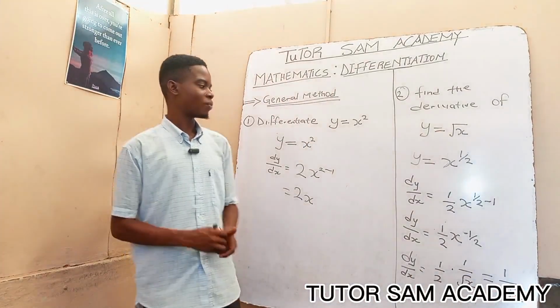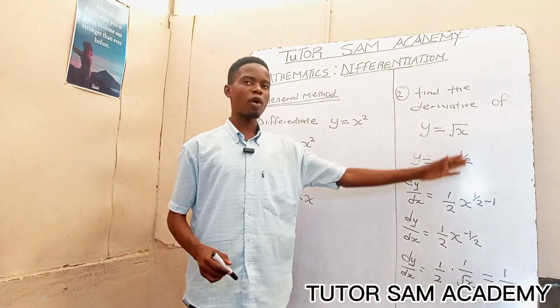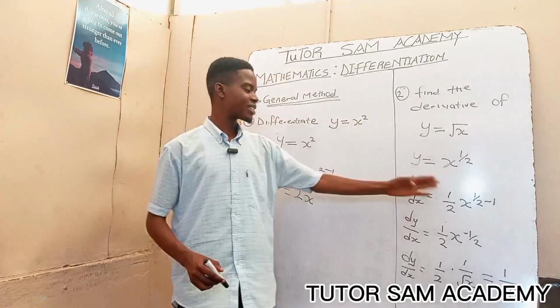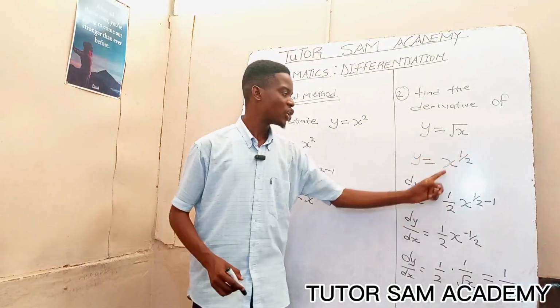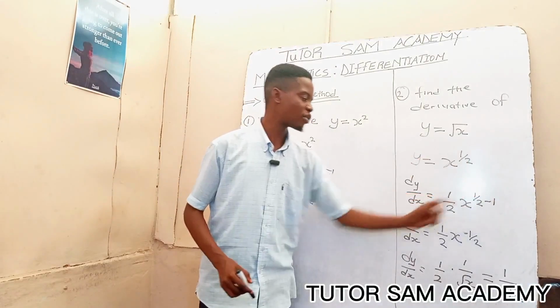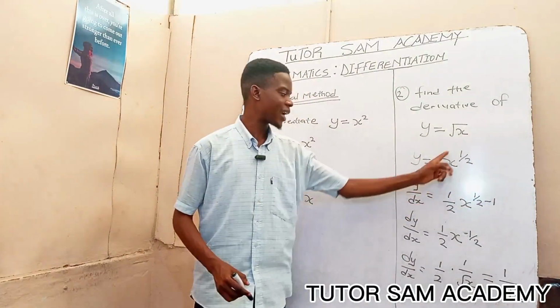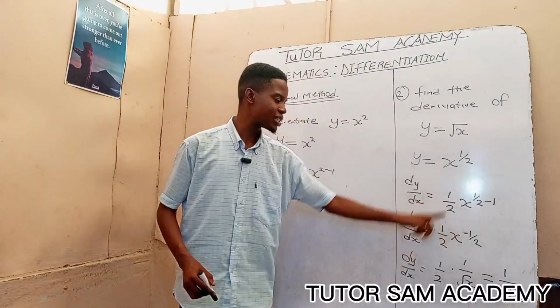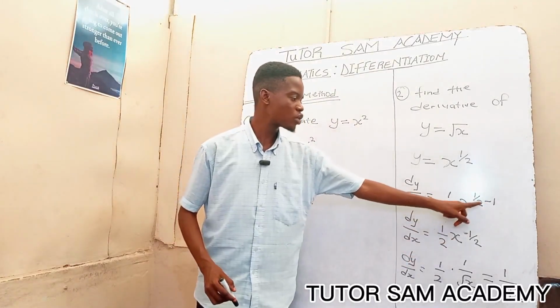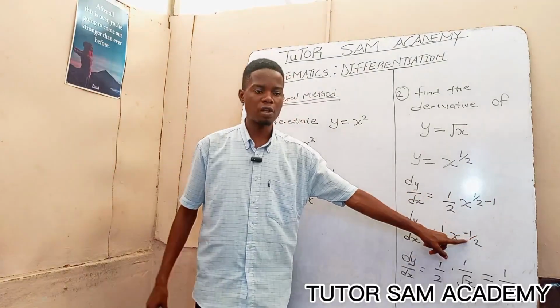Let me explain this again. y is equal to x raised to the power of 1 over 2. dy/dx, from here, you bring this power down, you write the function back, you remove 1 from it. Bring the power down, write the function back, remove 1 from this. So this is it, 1 over 2x. 1 over 2 minus 1 is the same thing as minus 1 over 2.